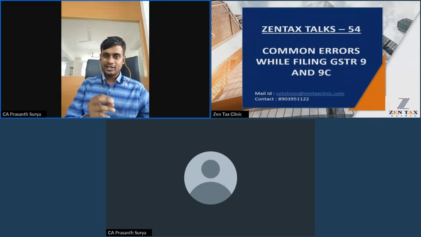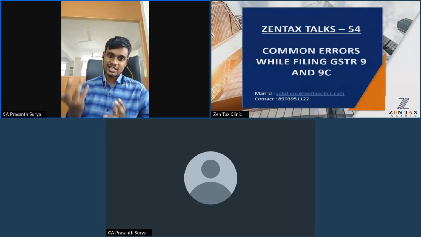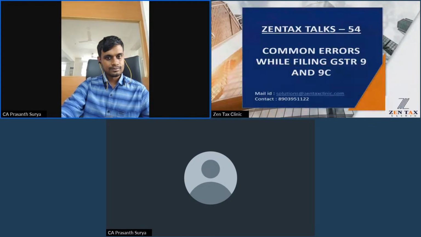For every 9C, if you attach this, it would save much time for the department and for us in the future. So that would be advisable. But if you have a state-specific financial statement, it's well and good. You can attach it.